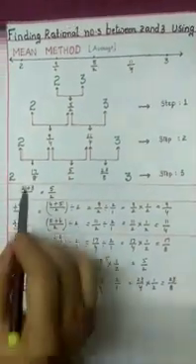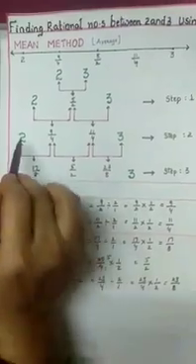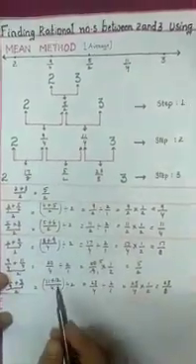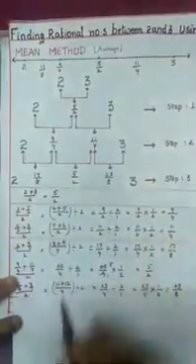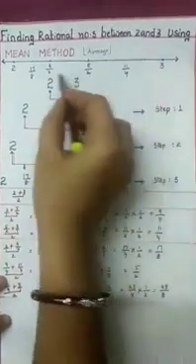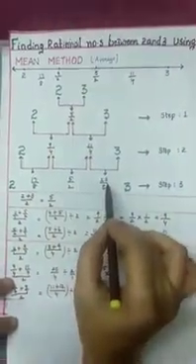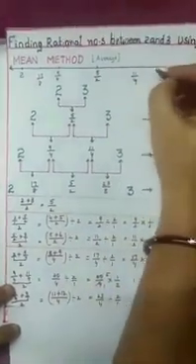Now here this 17 by 8 is exactly in between 2 and 9 by 4. Now 5 by 2 is in between 9 by 4 and 11 by 4. Already we have that. Now 23 by 8 is exactly in between 11 by 4 and 3.